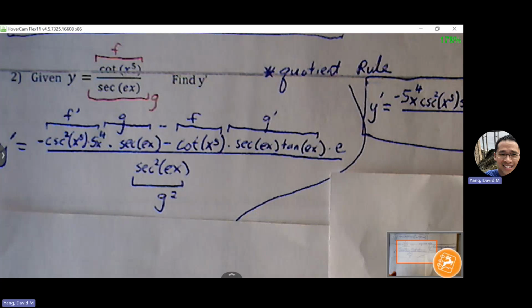So you did negative cosecant squared u times u prime. Yeah, u prime, 5x. That's interesting. Am I missing something here?